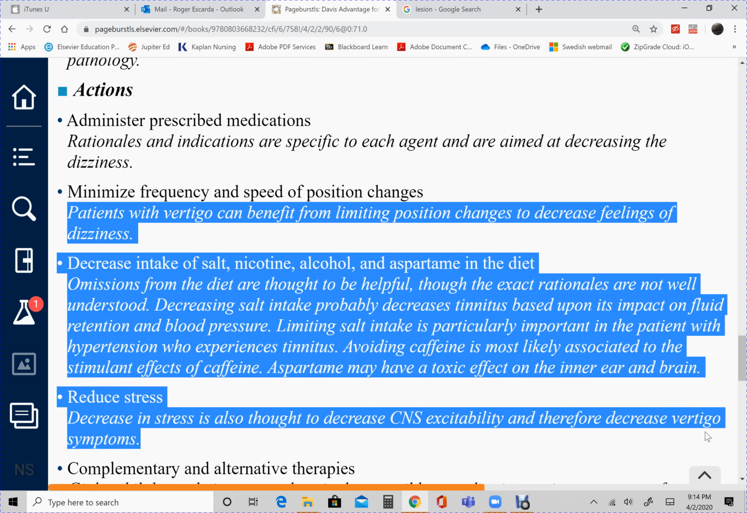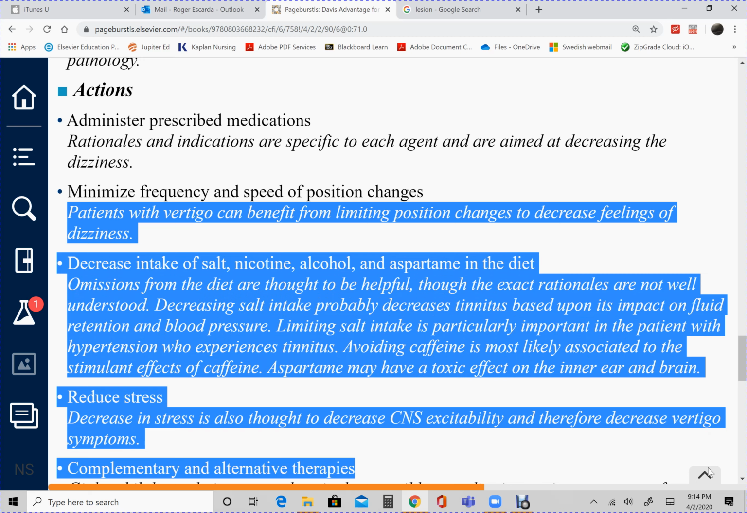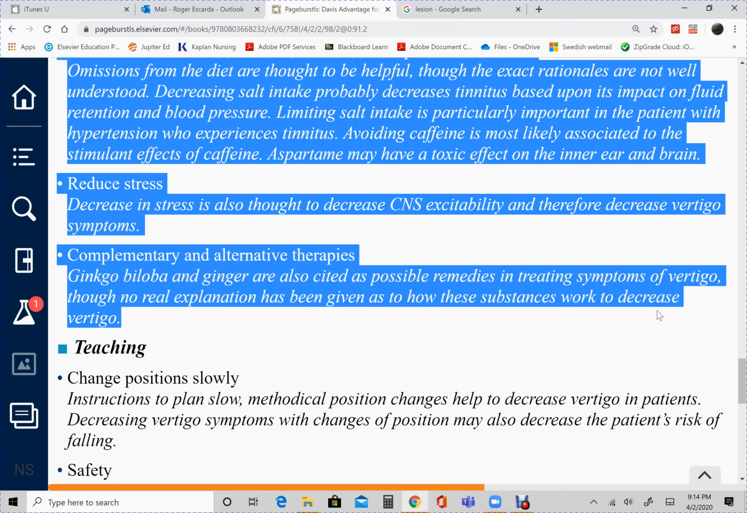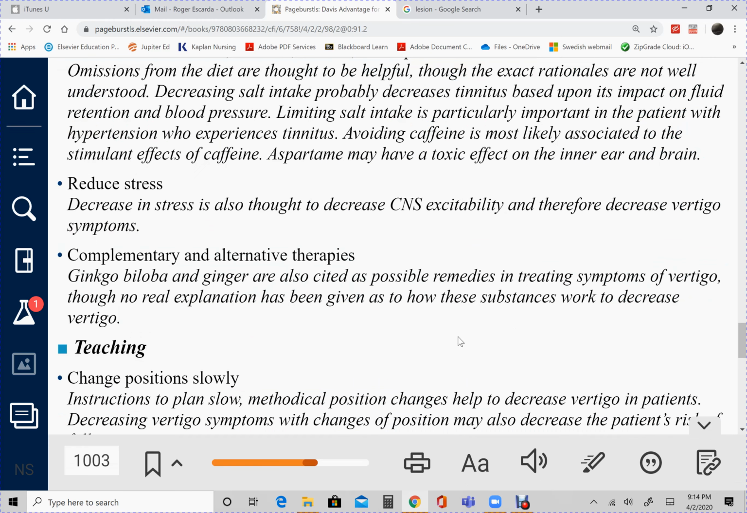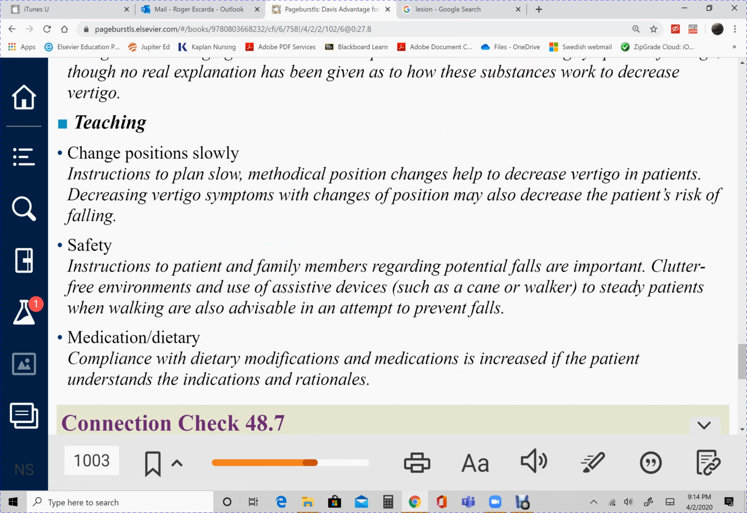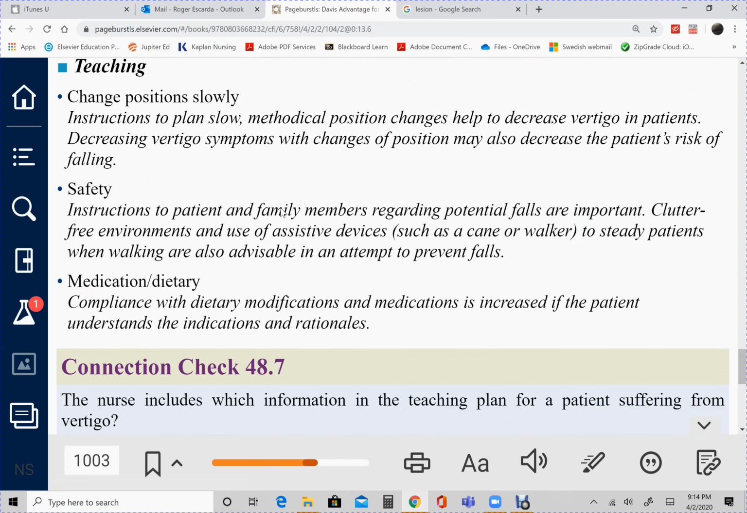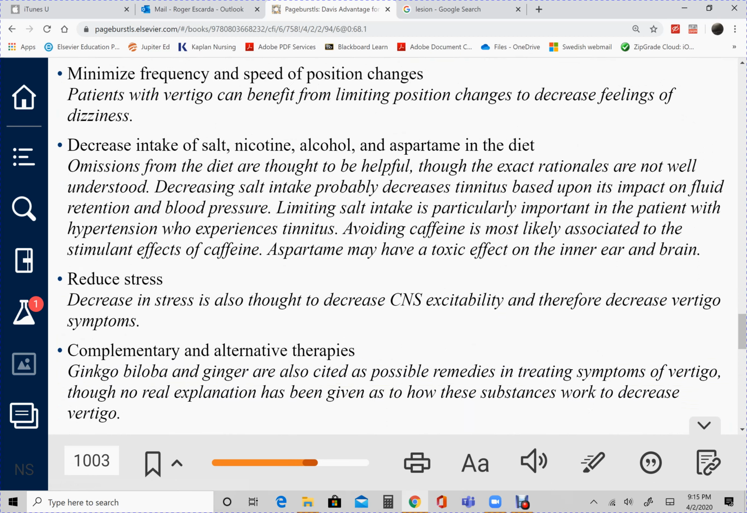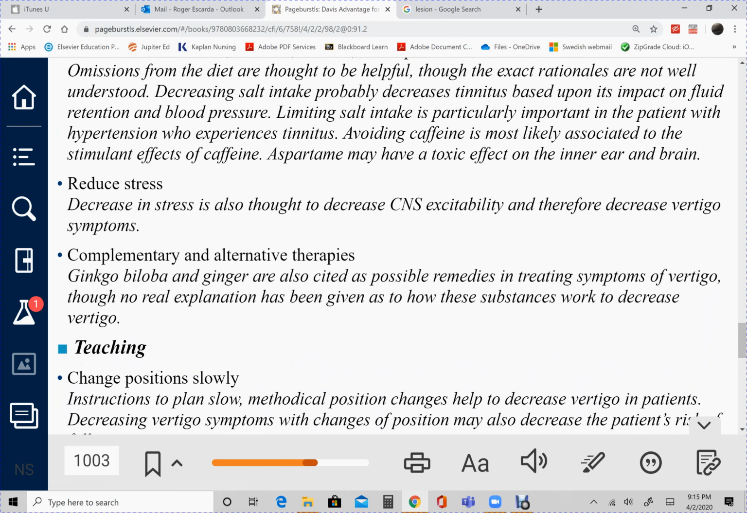Stress can exacerbate it, so here are some stress reduction techniques, and here are some herbal medications known to treat vertigo. We already mentioned changing positions slowly, and it also helps. Like if you dim the lights, for instance, less stimulation, which will be under reducing stress, I guess. Decreasing stimulation or decreasing CNS excitability.